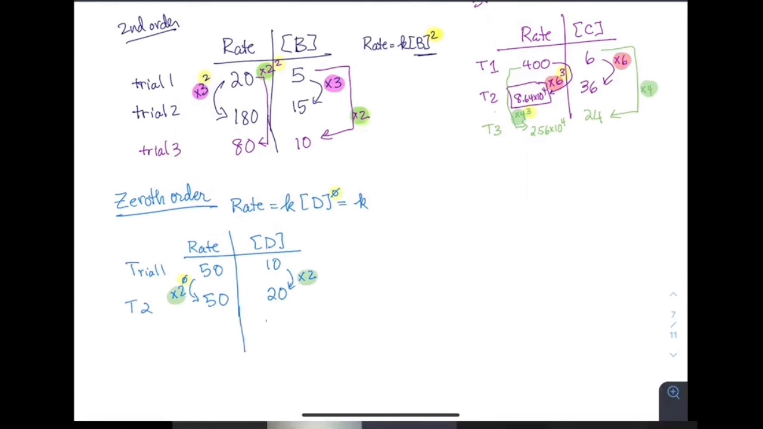If I change the concentration to 14.6, the rate is 50. If I change the concentration to 2.5, the rate is 50. It doesn't matter how the concentration changes, the rate stays constant in a zeroth order.